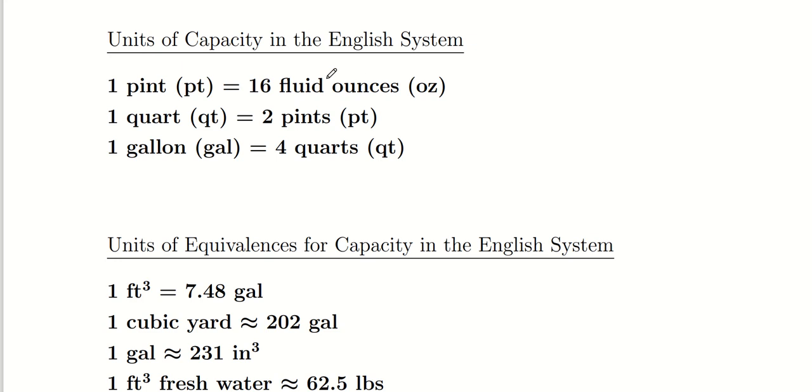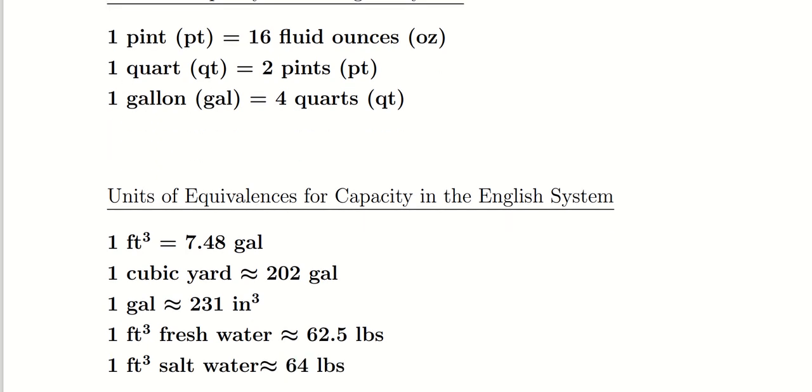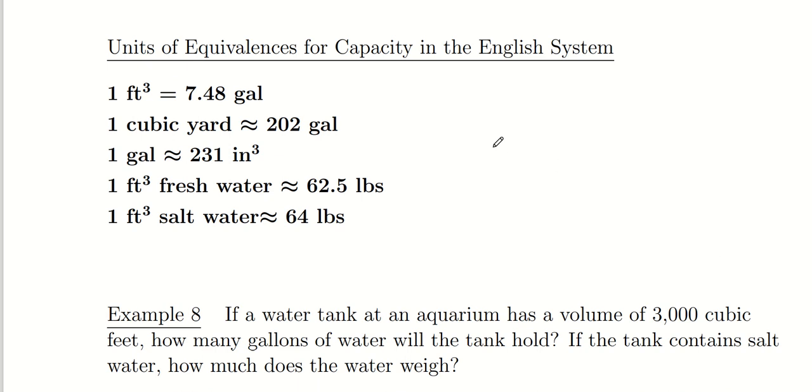The next thing we're going to look at is units of capacity in the English system. These are things that every good cook or chef should know. Conversions between pints, quarts, gallons. 1 pint is 16 fluid ounces. 1 quart is 2 pints. And 1 gallon would be equal to 4 quarts. We also have some conversions within the English system. 1 cubic foot is 7.48 gallons. 1 cubic yard is approximately 202 gallons. 1 gallon is approximately 231 inches cubed.